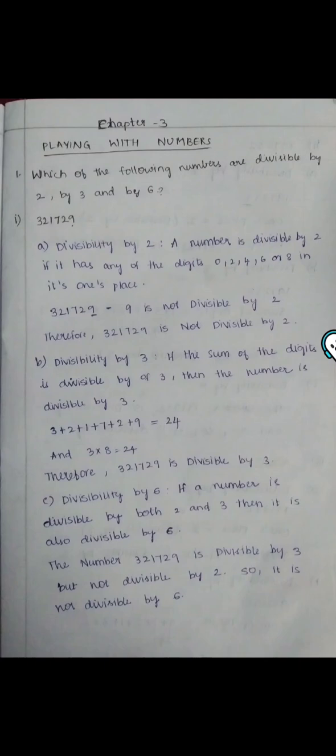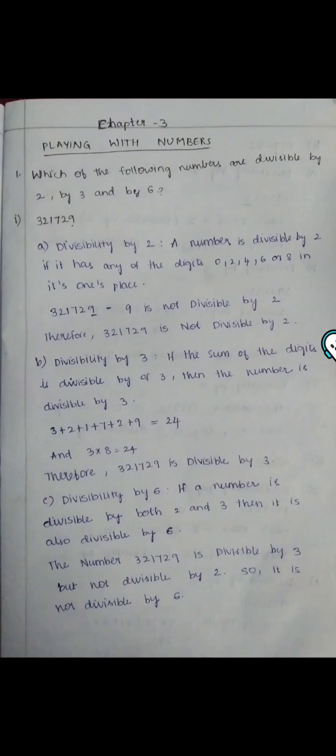And the next bit in exercise 3.1 is, and this is the new chapter, playing with numbers. So the first bit is, which of the following numbers are divisible by 2, 3 and then 6. So we'll go one by one. We'll check how the divisibility rules work for 2, 3 and 6. So the first question is 321729.